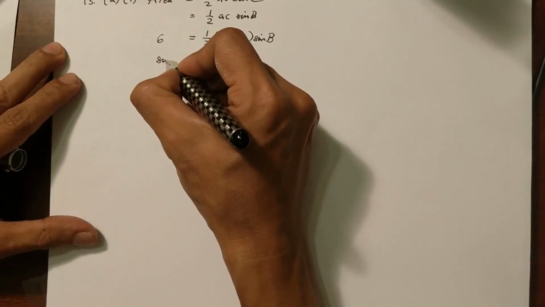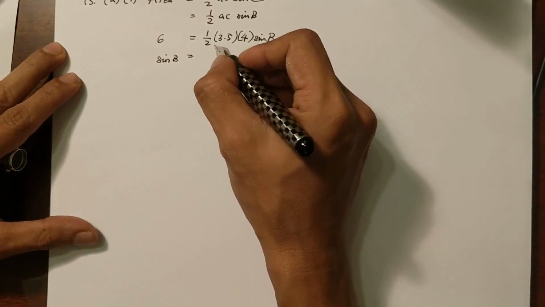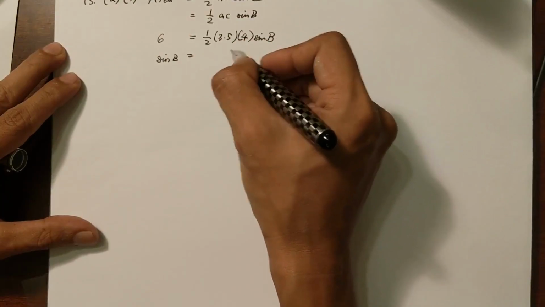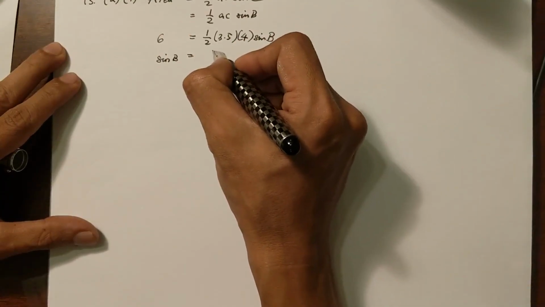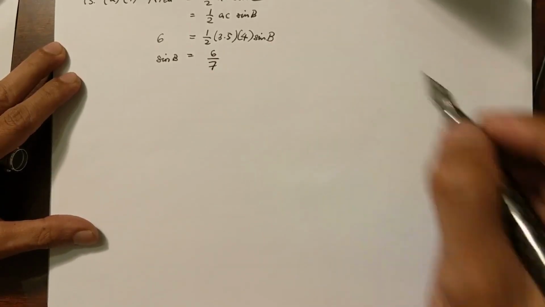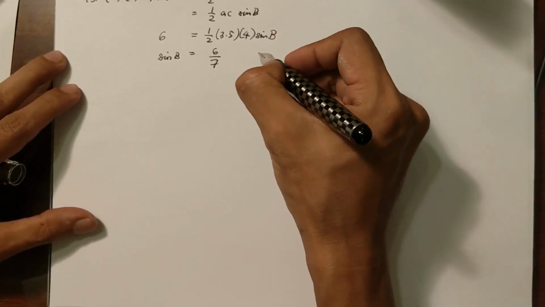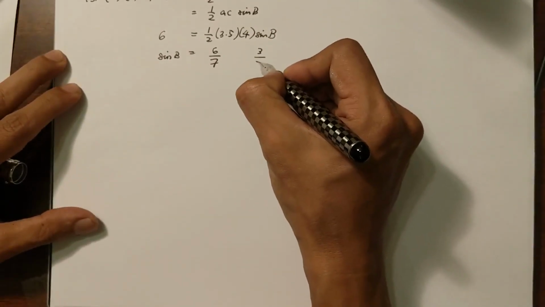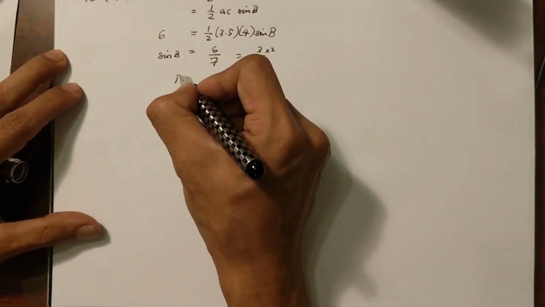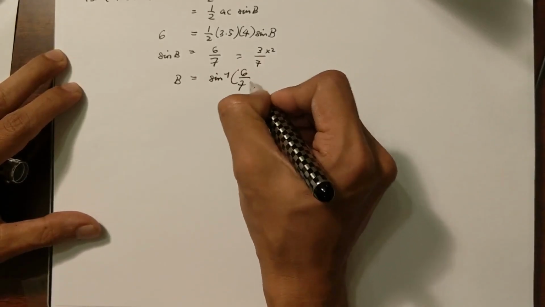We get sine B equal to, what do we have? 12 divided by 4, which is 3. 3 divided by 3.5. Yeah, what an ugly number. 3.5, that's 6 over 7, I think. Is that right? So we have 3 over 7 times 2, and that's 6 over 7. Right. So B is obviously inverse sine of 6 over 7.